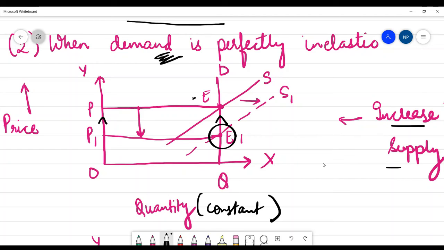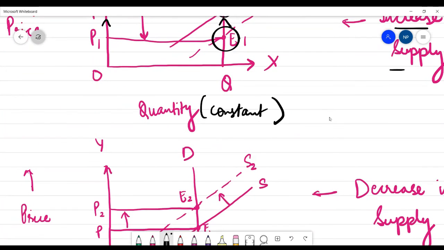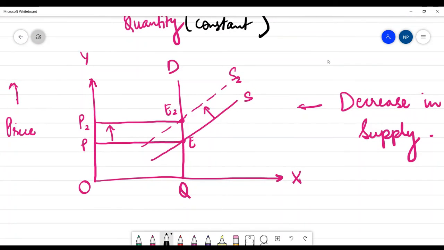In this case, we see the demand curve intersecting the supply curve, both the new one and the old one, and there is a shift in the equilibrium point. The supply curve shifts towards the right hand side, and the price goes down from OP to OP1. So the second case that we see here is a decrease in supply.